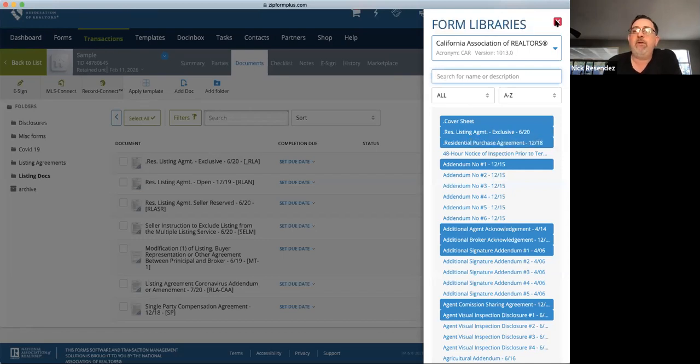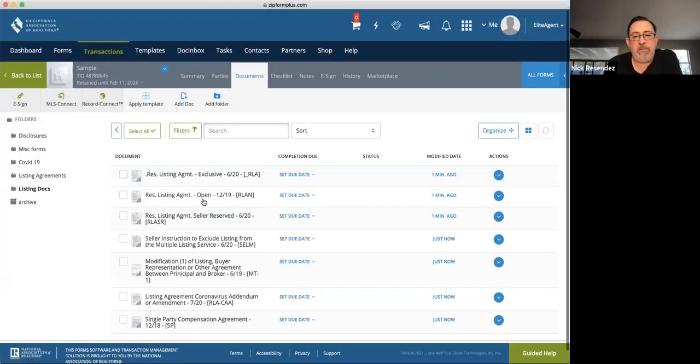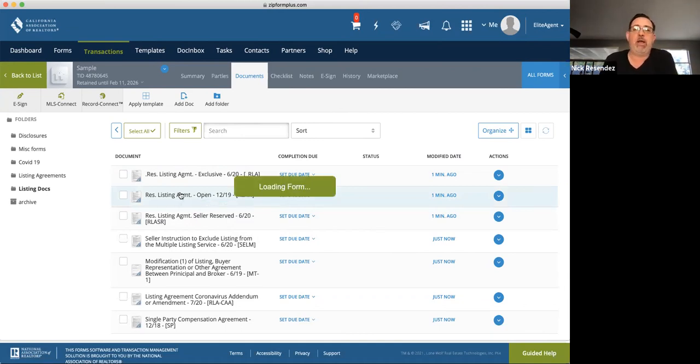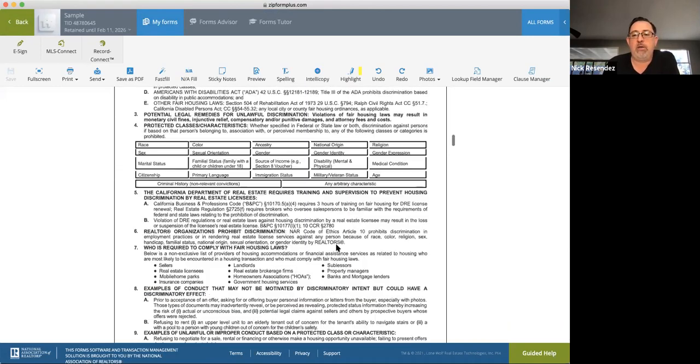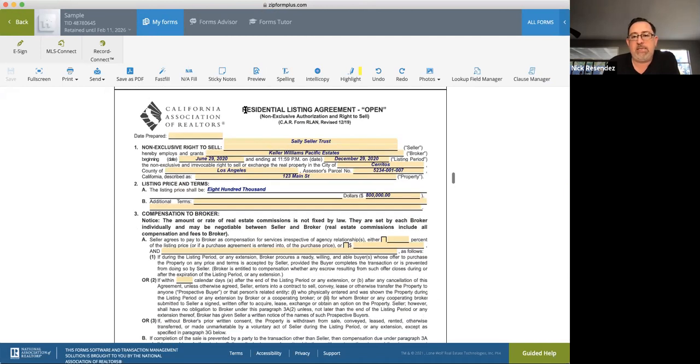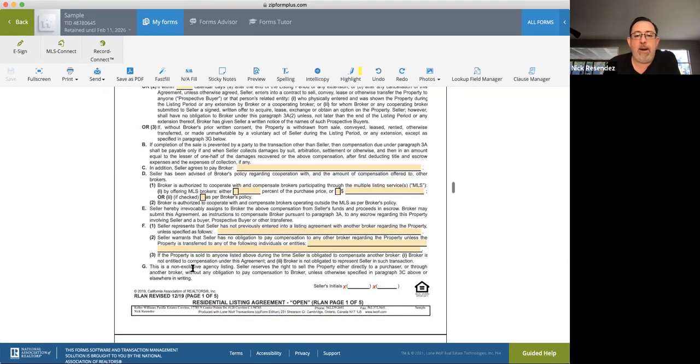So what is the difference between the exclusive, the open, and the seller reserved? Okay, well, I'll tell you, it's pretty simple. It mostly has to do with compensation. Okay, so I'm going to open the residential listing agreement open, and I'm going to show you what I mean. When I open this form and go past our first required disclosure documents and get to the actual listing agreement, right? And again, here it says open. And I scroll down to the bottom here, paragraph G. This paragraph doesn't exist on the exclusive listing agreement. It's only on this open one and the seller reserved.